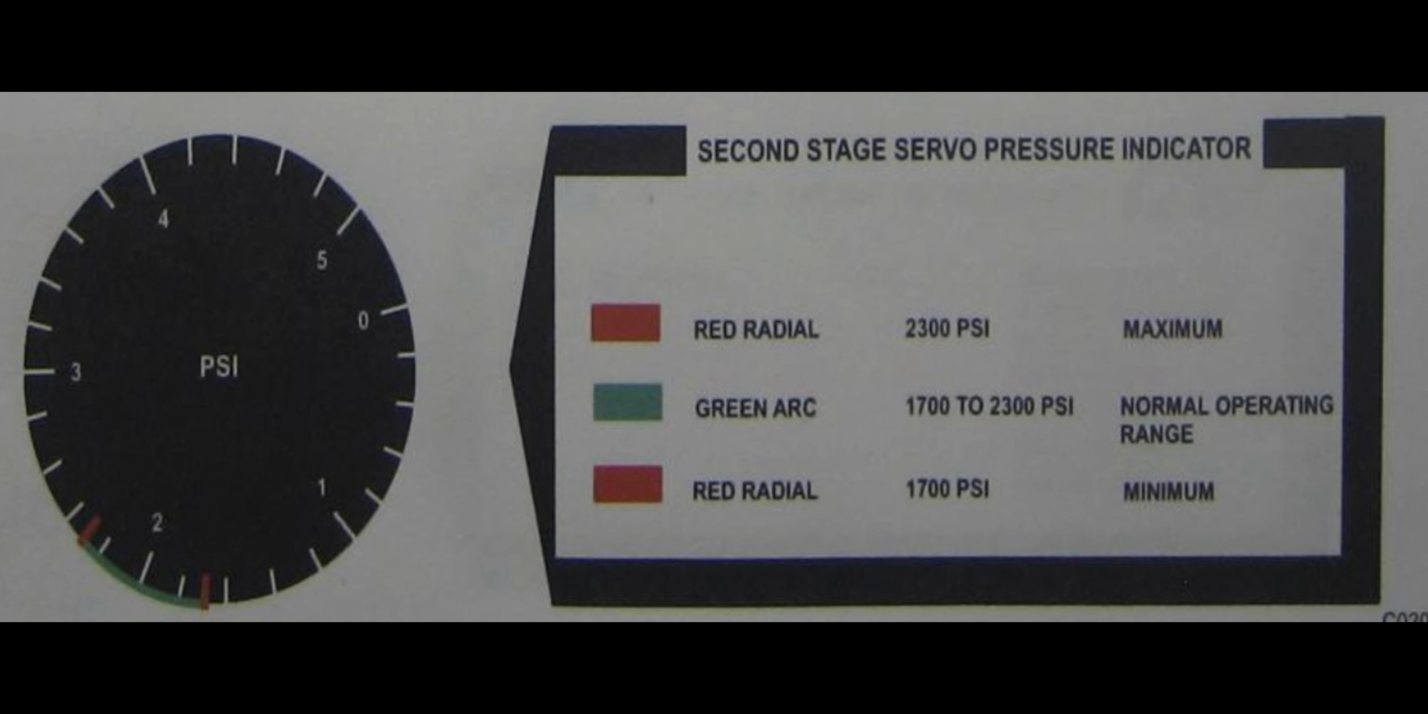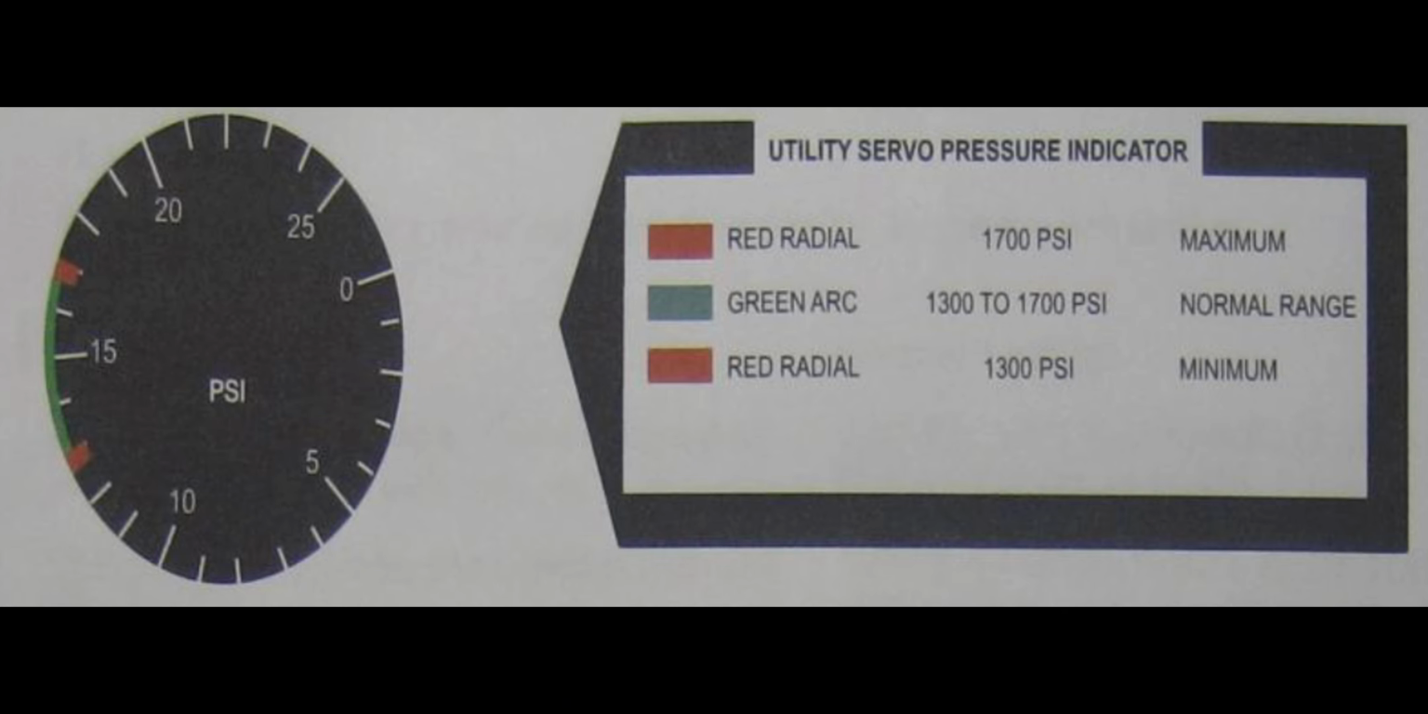Second stage servo pressure indicator. Maximum 2,300 psi, red radial line. Normal operating range 1,700 to 2,300 psi, green arc. Minimum 1,700 psi, red radial line. Utility servo pressure indicator. Maximum 1,700 psi, red radial line. Normal operating range 1,300 to 1,700 psi, green arc. Minimum 1,300 psi, red radial line.